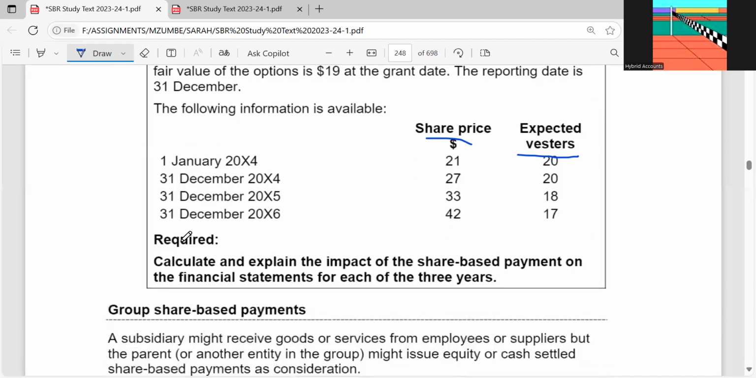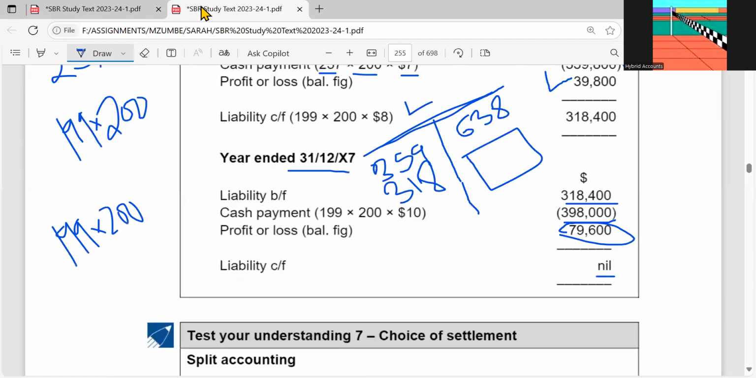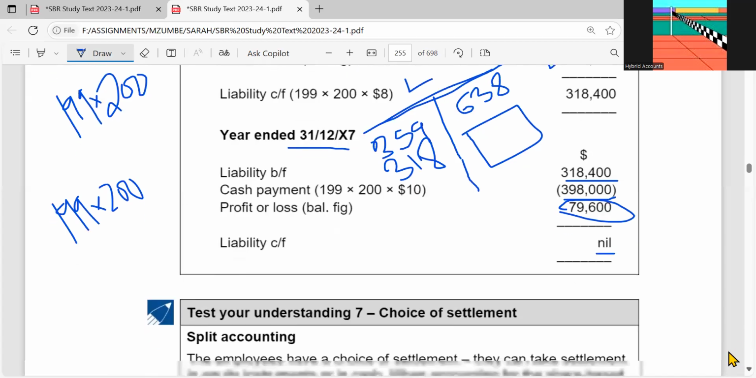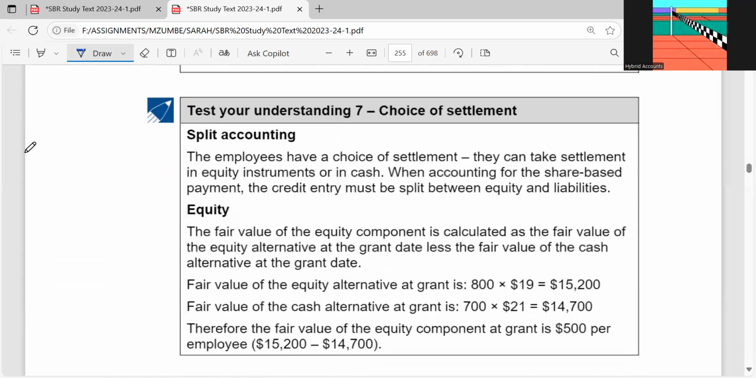We are told here, calculate and explain the impact of the share-based payment on the financial statements for each of the 3 years, right? So let's go and look at this. This is test of understanding number 7. And here we are. Okay, now first of all, you need to see whether the entity has a choice or the counterparty has a choice. In your case, it is the counterparty that has a choice.